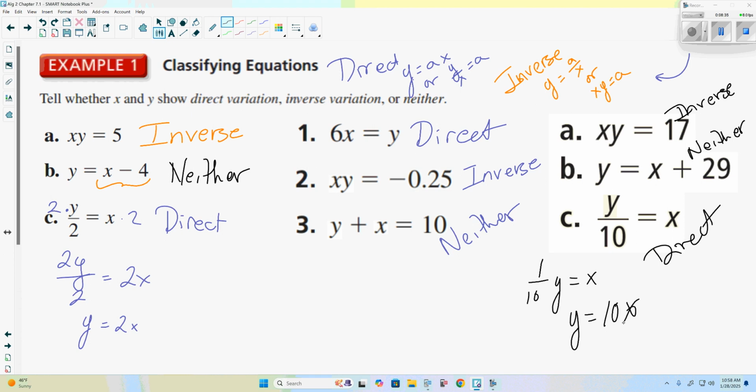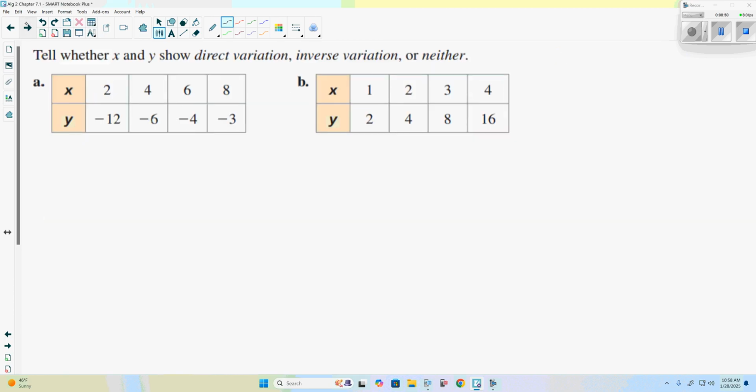Yeah, x and y are just our variables. We can interchange them, switch them, look how they look. Questions on how we classified direct, inverse, or neither with a given equation? We feel kind of comfortable with these here? All right, now we're going to do it with numbers.